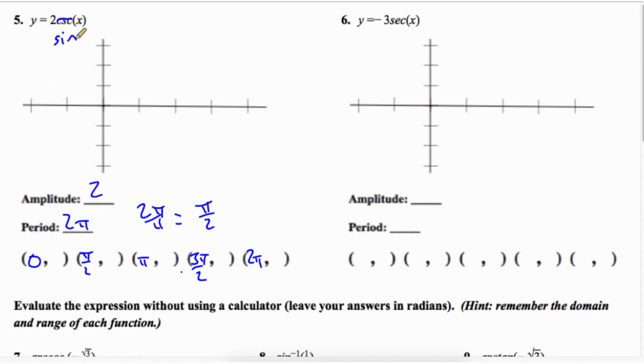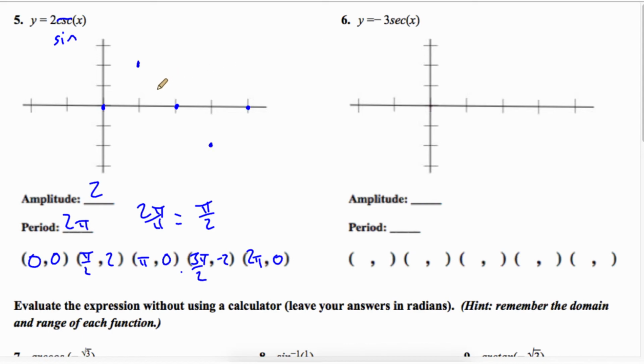So now we're going to plug 0 in for our x value, treating this as a sine to start with. So when we plug in 0, we should get 0. When we plug in pi over 2, we should end up getting 2 as our answer. If we plug in pi, we'll be back at 0. At 3 pi over 2, we'll be down at negative 2. And then at 2 pi, we will be back at 0. So I'm going to plot those points out.